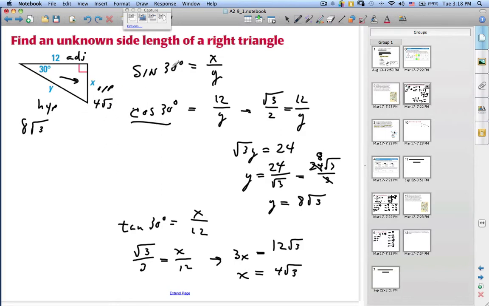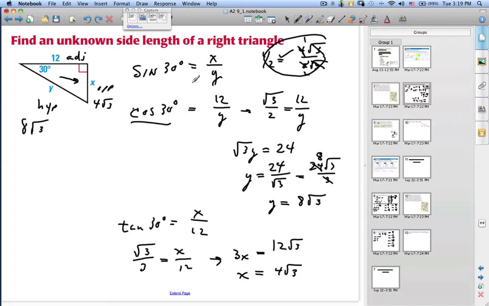That means if I want to check my work, sine of 30 degrees is 1/2, so let me go ahead and check that. 1/2 would be equal to 4 radical 3 over 8 radical 3. And the radical 3's will cancel, and 4 goes into 8 twice, so 1/2 is equal to 1/2. Perfect. Okay, so that information allowed me to write equations.